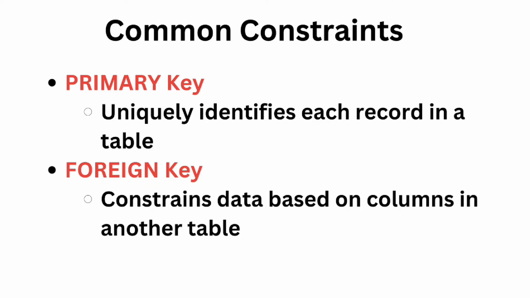So the primary key uniquely identifies each row or record in a database table, and a foreign key constrains data based on columns in other tables. So when you're setting up a foreign key, you'll actually also set up a relationship to another table you created.